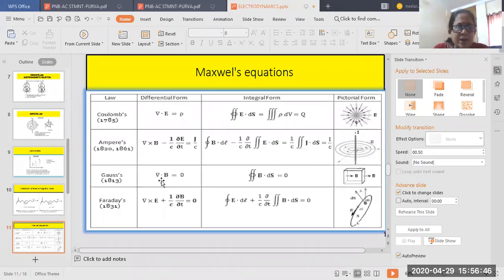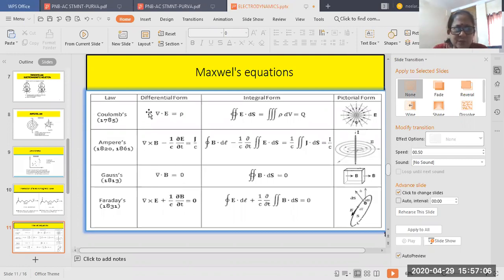I am talking about a monopole. That is, north is single, south is single. But in nature, this never happens. If north is there, south is there. If north is not there, south is not there. They are always together. So that means a monopole does not exist in nature.